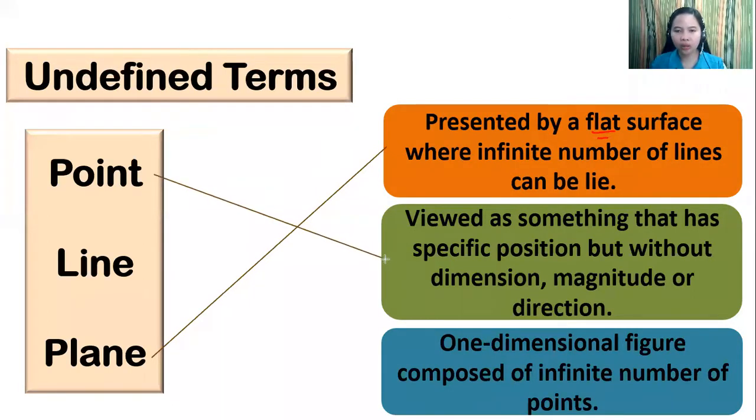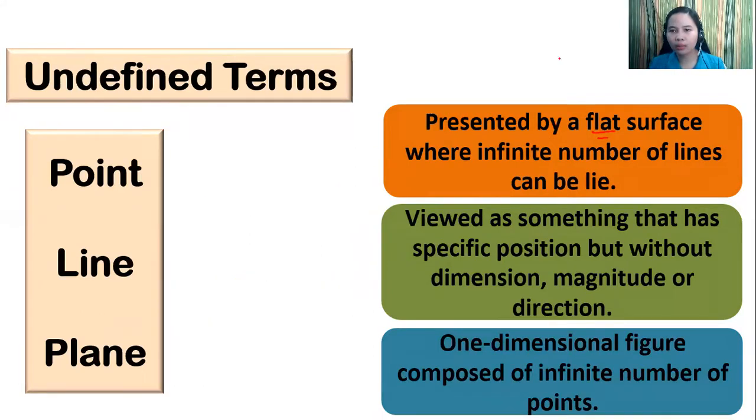How about number three, or the letter in blue? We have a one-dimensional figure composed of an infinite number of points. Since we have here a line, the correct answer is line. What you have to remember about a line is that it is composed of an infinite number of points. Without a point, there is no line, and without a line, there is no plane. So we have the point, line, and plane. Is that clear? And so we have the undefined terms.